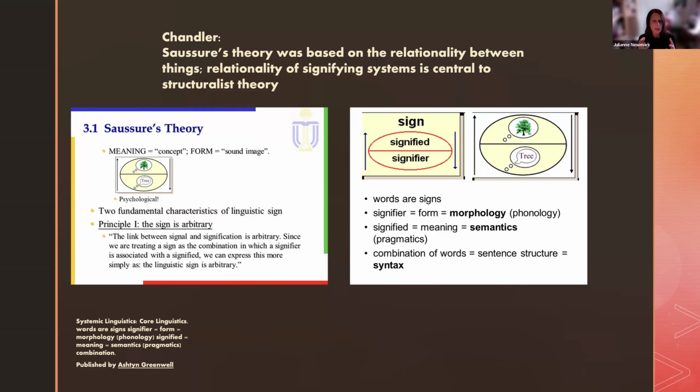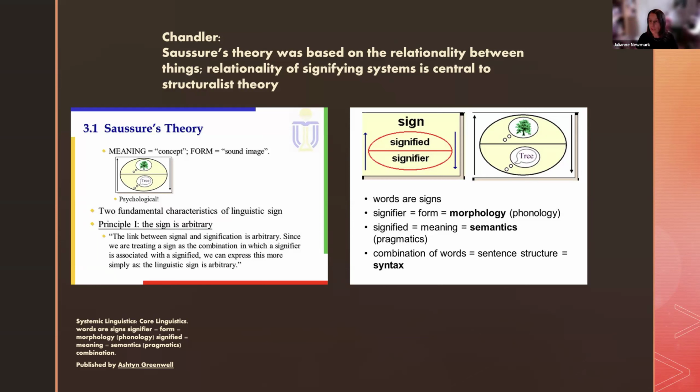So since we're treating a sign as the combination in which a signifier is associated with a signified, we can express this more simply as the linguistic sign, and it is arbitrary. So in the image on the right, we see that the sign, again, is comprised of the signified, which is this thought of the tree, and the signifier, which is what does the signifying, that's the word tree. That is what we use as the shorthand that we all understand to conjure up this image of a green leafy grown thing on a brown trunk. That is a tree. We recognize that.